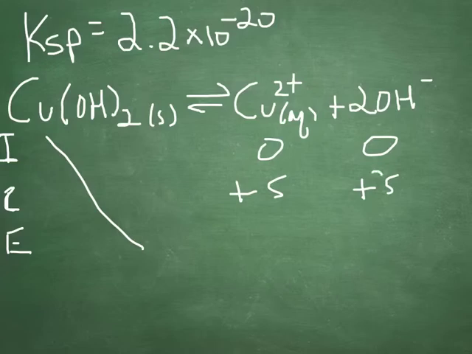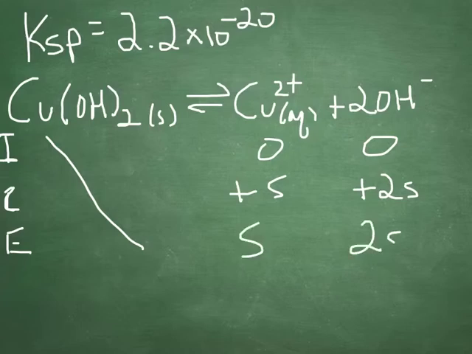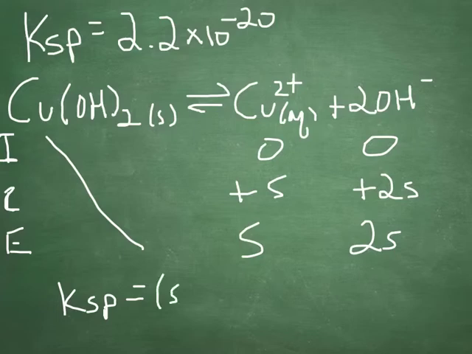Again, I was wrong there. Remember, when you're dealing with equilibrium questions, you have to take into account the coefficient. So it should be plus S and plus 2S. So this is going to be S, and this is going to be 2S. Therefore, the KSP should be equal to the concentration of Cu2+ at equilibrium, which is S, times the concentration of OH minus at equilibrium, which is 2S, squared.